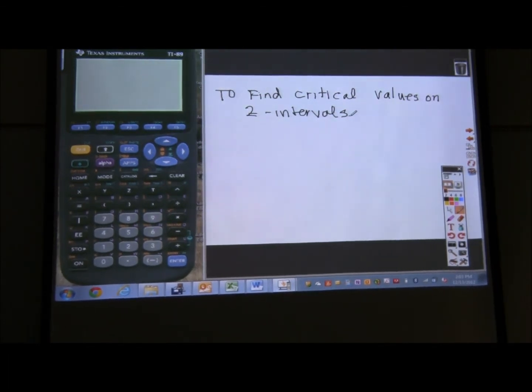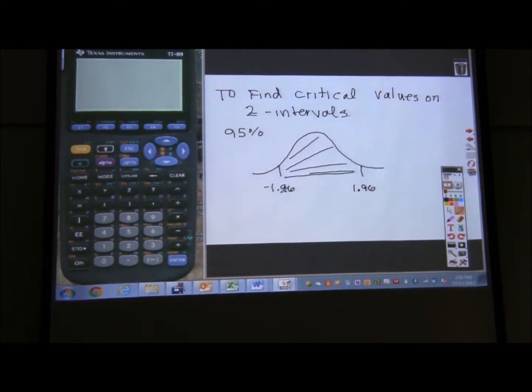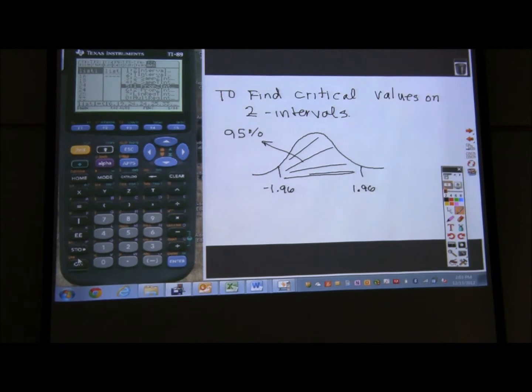So to find a critical value for z intervals, what you're going to do is you're looking for what are the two standard scores, the two z-scores that contain the percent that you're interested in. So for 95%, I've told you that critical value is 1.96. That is because if I go on my calculator and I look at the area that is between negative 1.96 and positive 1.96, I get 95%. I'll show you that here.